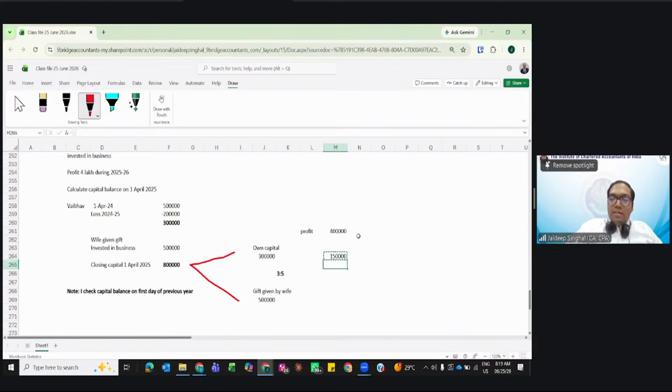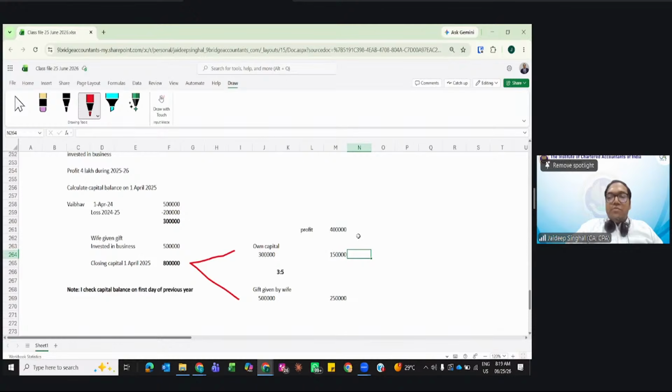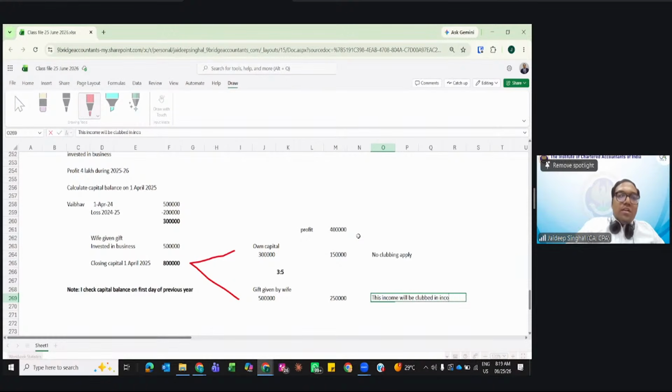And it will be 5 divided by 8, 2,50,000. Now, since this is from his own capital, this will not be clubbed. No clubbing applies. And here, this gift is given by wife. So this income will be clubbed in the income of wife.